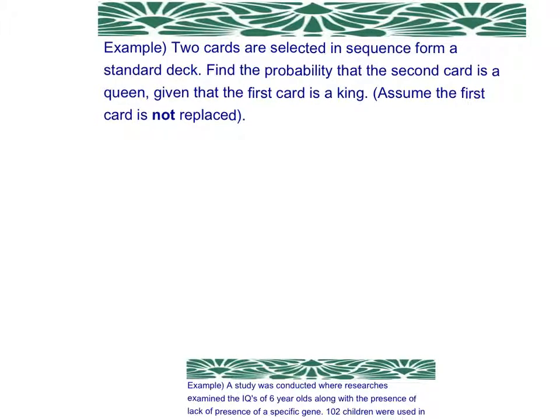All right, so in the next example, 2 cards are selected in sequence from a standard deck. Find the probability that the second card is a queen, given that the first card is a king. We are going to assume that the first card is not replaced. So here, let's take a look at the first one. Let's find the probability, when I pick the first card, that I get a king. Well, that would be 4 out of 52, correct?